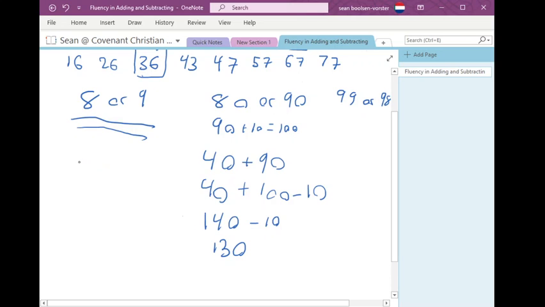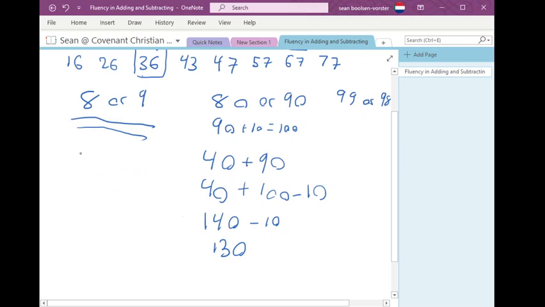Similarly, let's just say you had 50 plus 90. Instead you just do 50 plus 100 minus 10, 150 minus 10, 140, and there you have it. And you can do it. I can show you the long way, but I won't this time, just to save a little bit of time.